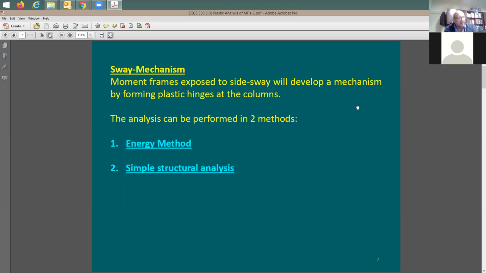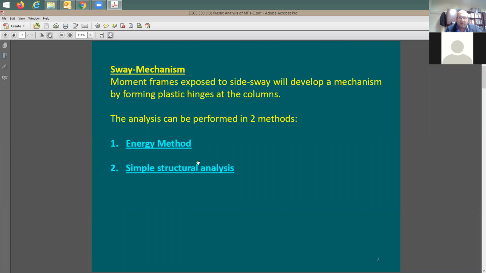So again, we have two methods. We have the energy method, and then we have the simple structure analysis. Simple structure analysis is going to be the one that includes equilibrium conditions, like equations. We have summation of the force in the x equal to 0 and the y equal to 0. And in the z, if you have a 3D system, is going to be equal to 0.